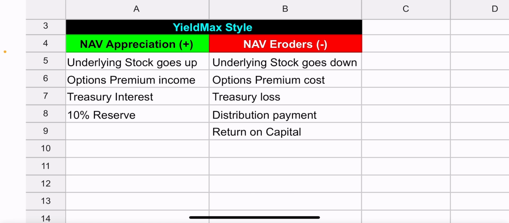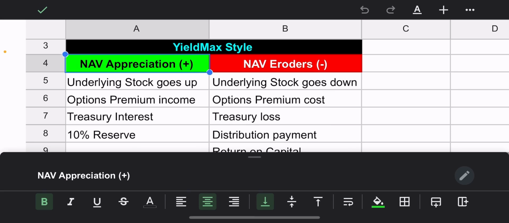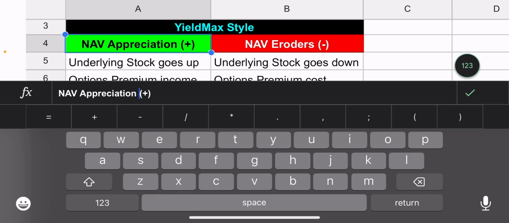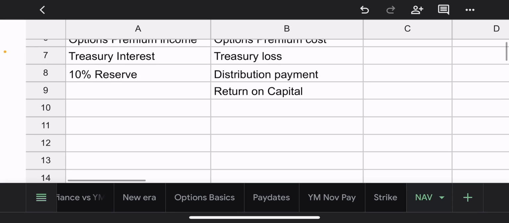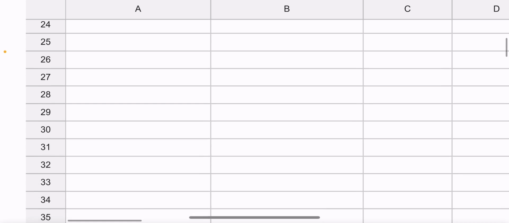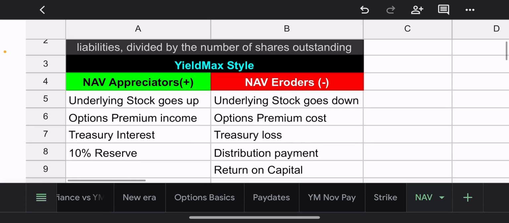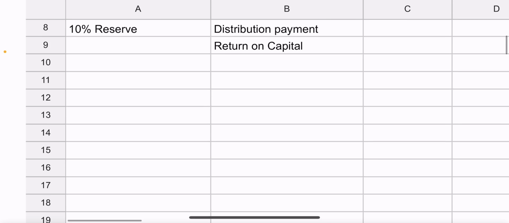Now, who are the NAV appreciators, right? I couldn't think of a fancy word, so this is all I got, NAV appreciators. So obviously, I put NAV appreciation. Maybe I should make it appreciators to make it a little more fun, right? Appreciators. All right, NAV appreciators, what do you got? All right, let's get this. There you go. I got to get those tabs out of the way. There you go. All right.